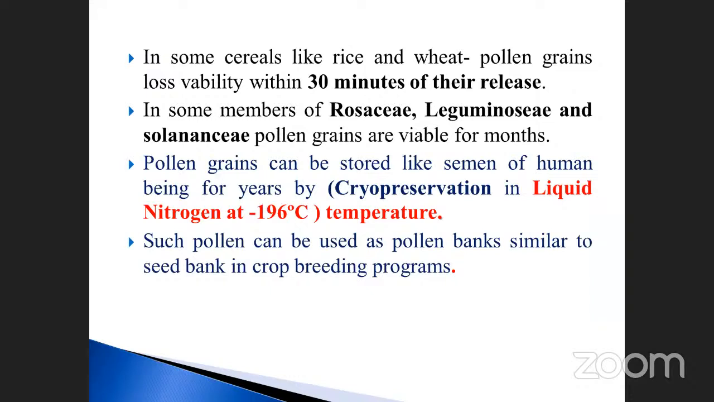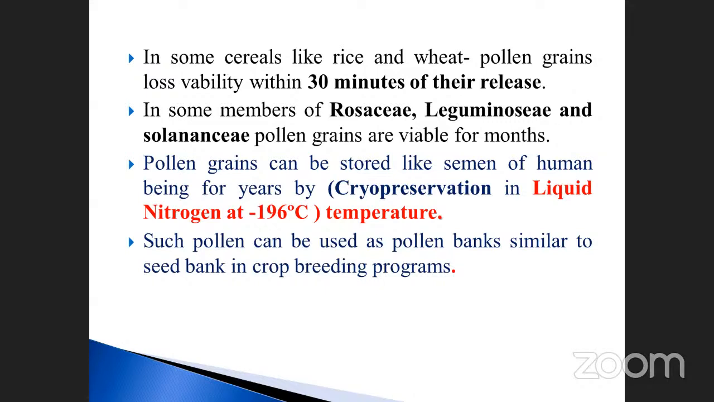In some cereals like rice and wheat, pollen grains lose viability within 30 minutes of their release. Now, viability: each and every pollen grain will not grow for a long period. If some plants have less viability, they can easily lose it within 30 minutes. Cereals like rice and wheat, their pollen grains lose viability within 30 minutes. You can take these as examples.